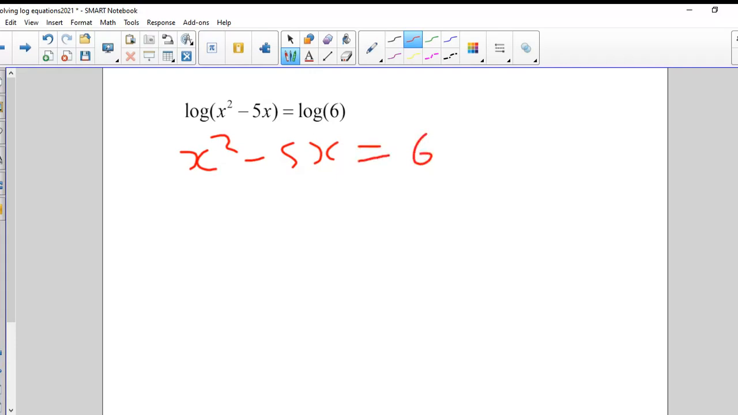Does that work for everybody? Does that make sense for everybody? All right, I want to make sure everybody understands what we just did. Both sides are logs. They're both the same base. It's okay for us to just simply ignore the logs if the bases are the same. So all we have to do now is just follow through. Minus 6 equals 0 and factor.